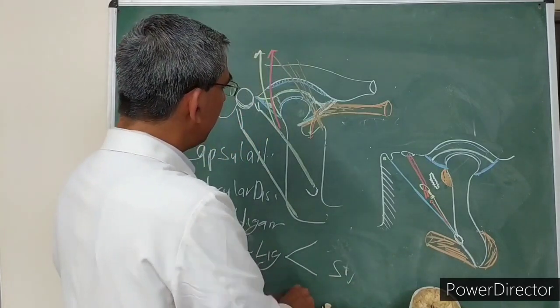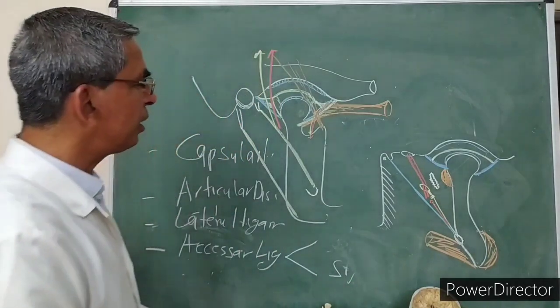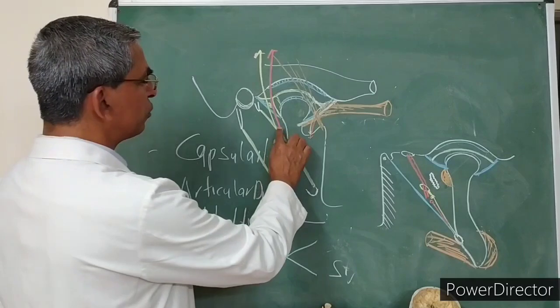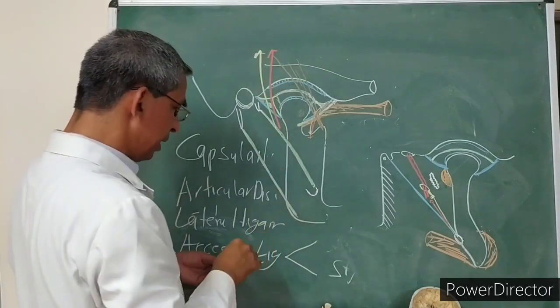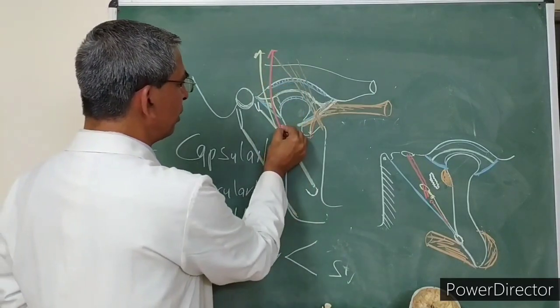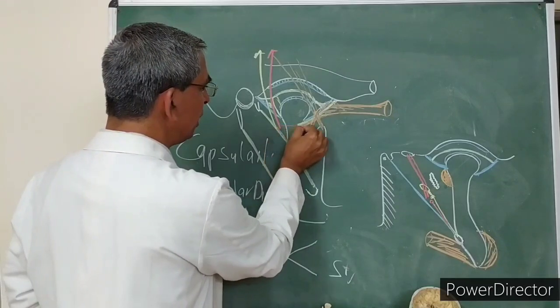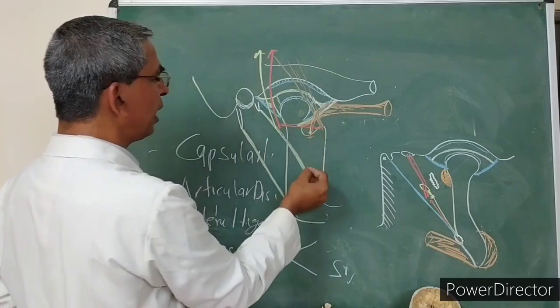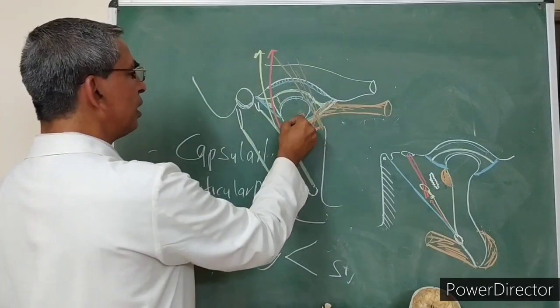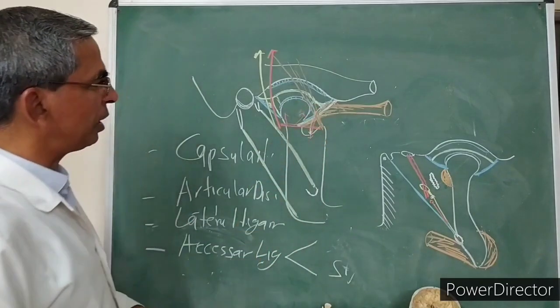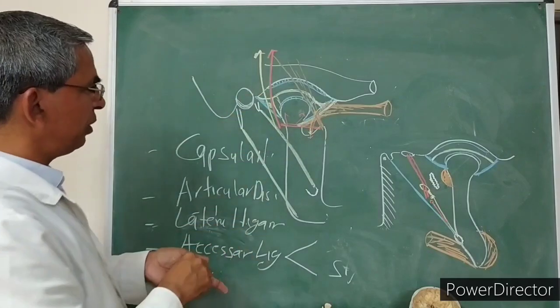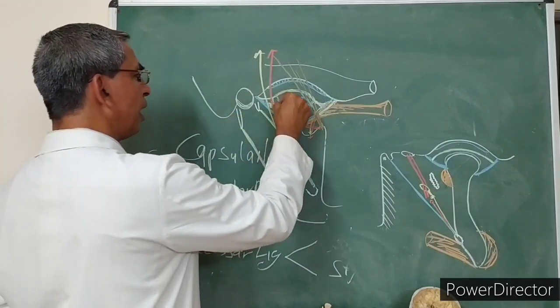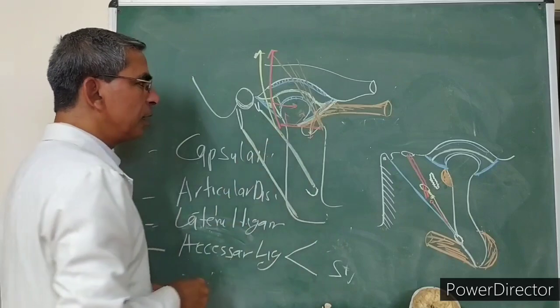Now what are the arteries supplying and the nerve supply? The arteries supplying this joint are the superficial temporal artery and the maxillary artery. The maxillary artery passes medial to the neck of the mandible. This is the maxillary artery. The maxillary artery gives rise to arteries that supply this joint, and the superficial temporal artery also supplies this joint.